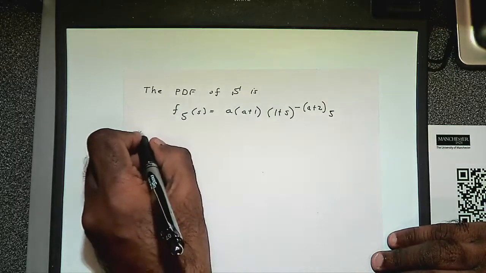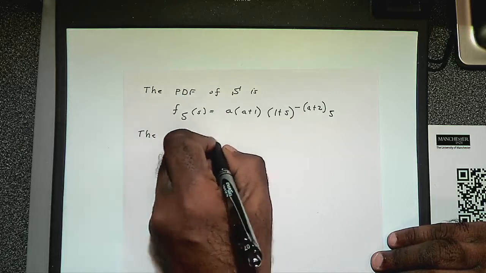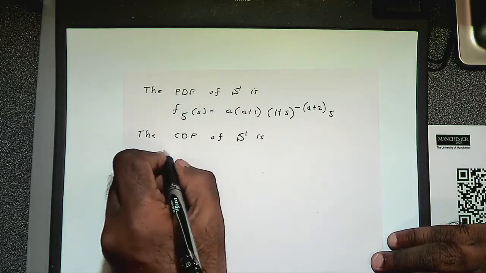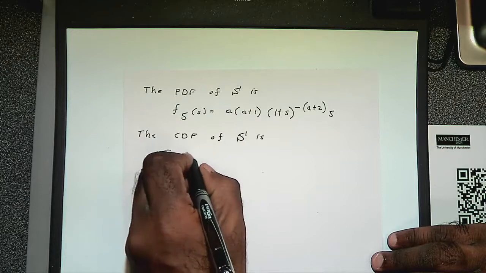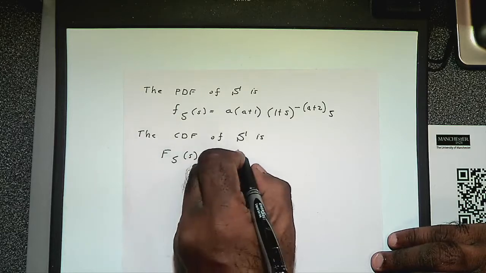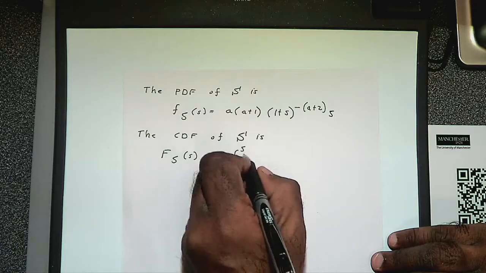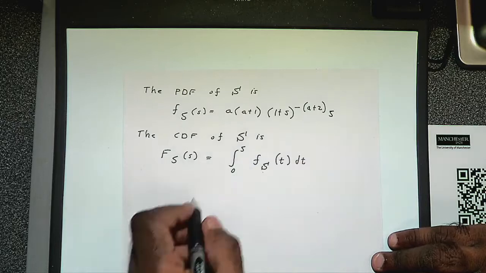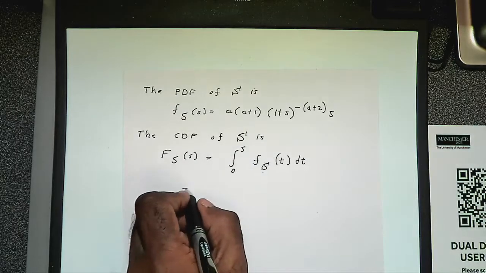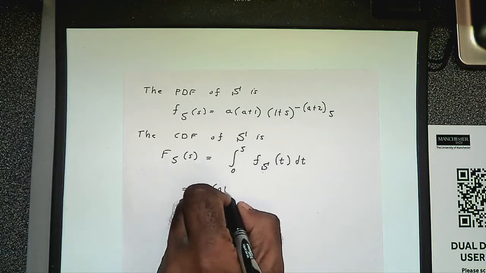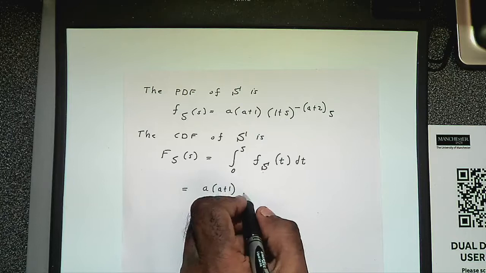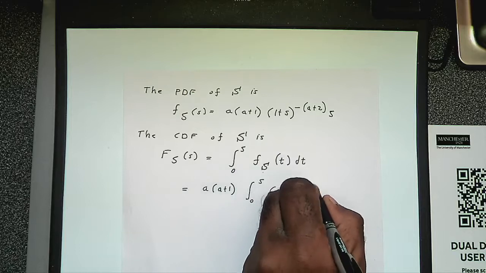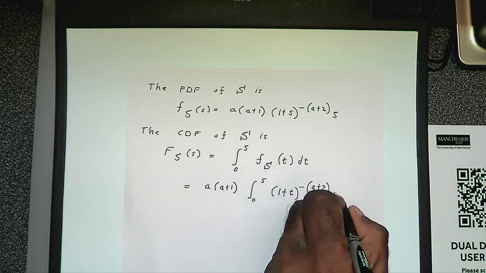Right. Now to find the CDF, what you need to do is integrate the PDF from 0 to S. So if you do that, you will get a times a plus 1, integral from 0 to s of 1 plus t to the power minus a plus 2, t dt.